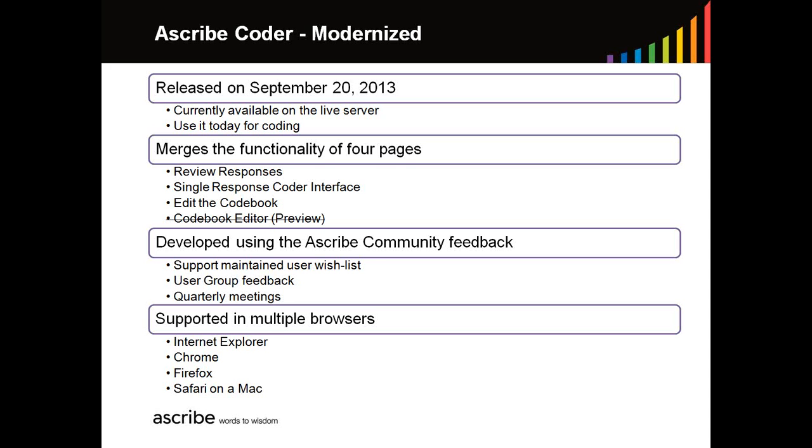Also, in rewriting Ascribe Coder, one of the main goals of our development team was to make it multi-browser compatible. So you can use Internet Explorer, Chrome, Firefox, or Safari on a Mac to access Ascribe Coder. As a matter of fact, most of the tools in Ascribe today can be used in multiple browsers, with the exception of review responses, the single response coder interface, edit the codebook, and phrase analyzer. Okay, so those are the tools that can't be accessed through Chrome, Firefox, and Safari. They can still only be accessed through Internet Explorer.